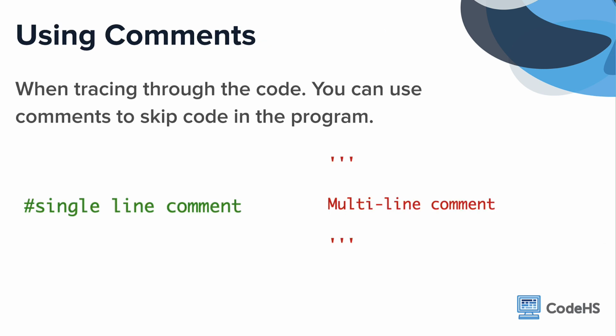When stepping through your code, you can use comments to skip sections of your code to find the error. Use the hashtag symbol for single-line comments or triple quotes for multi-line comments to ignore sections of the code temporarily.